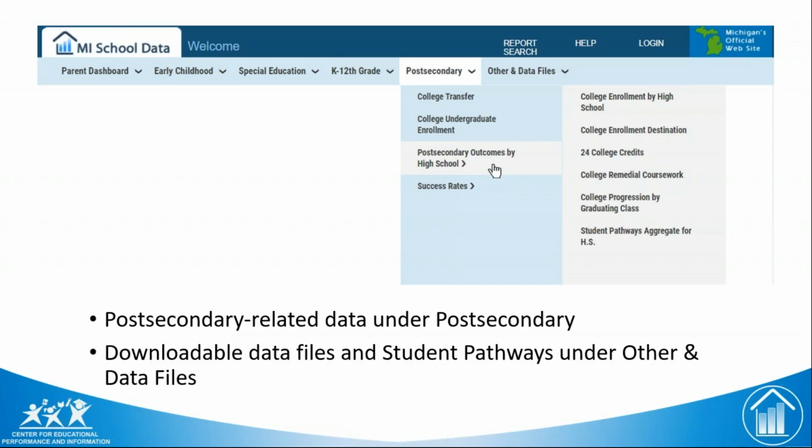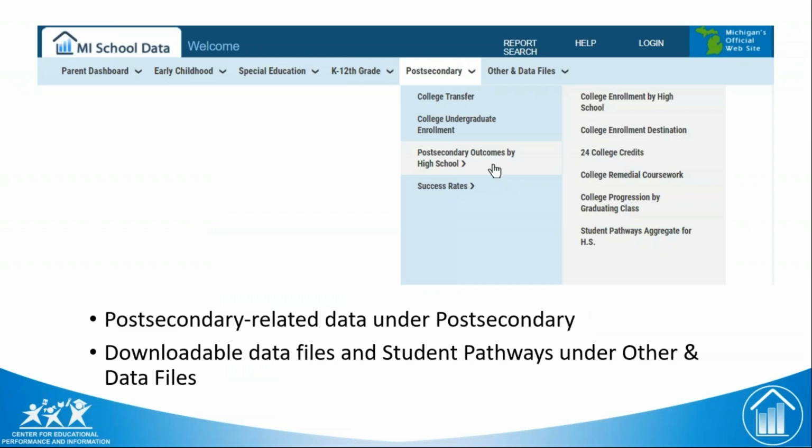We've added quite a few reports in here. I think over the past few years, it's grown quite a bit. Okay, so for the post-secondary outcomes by high school, all of those reports in the light gray column are reports by high school.